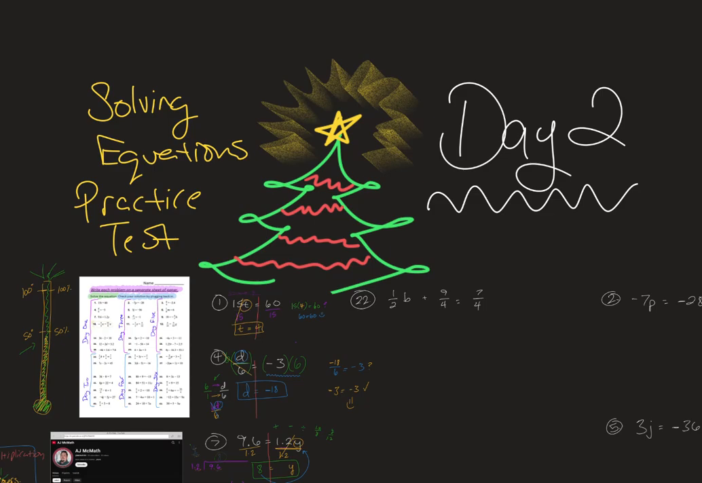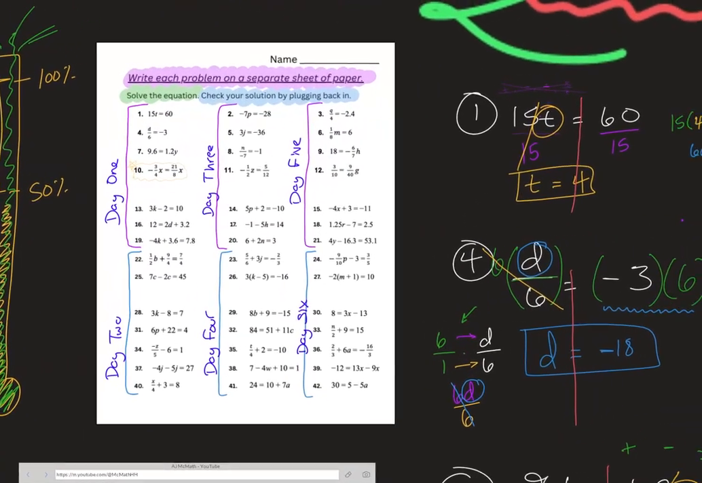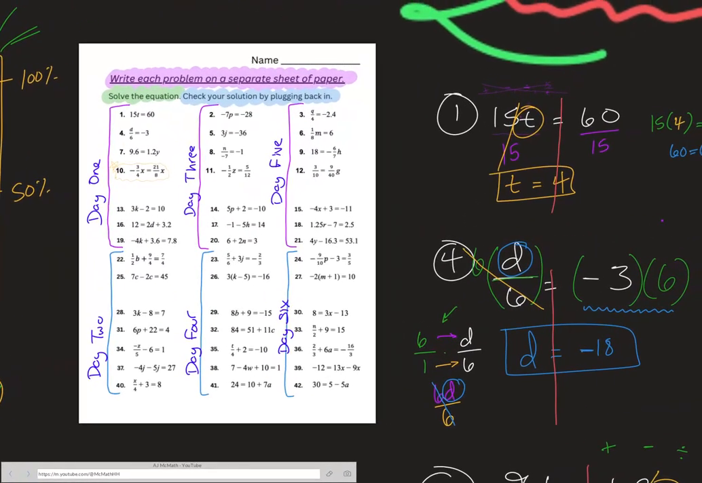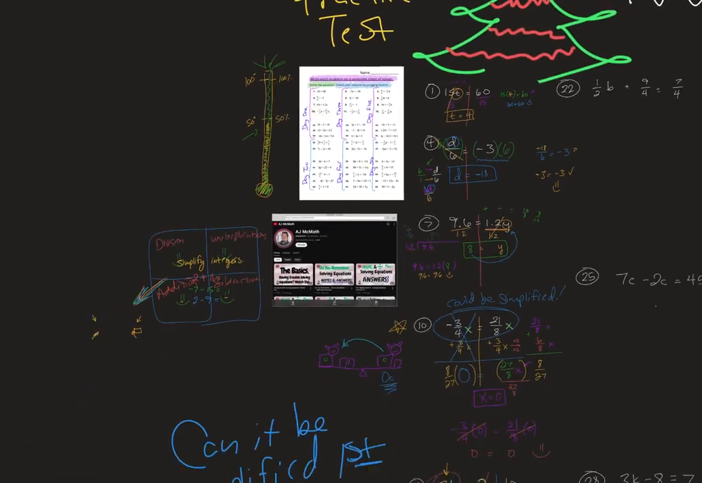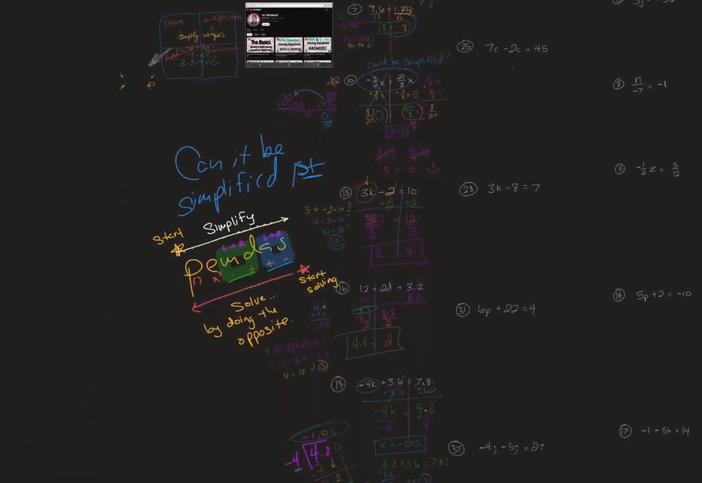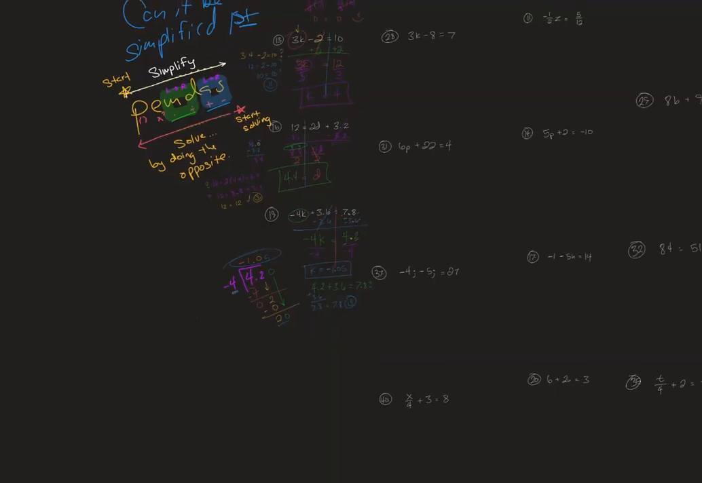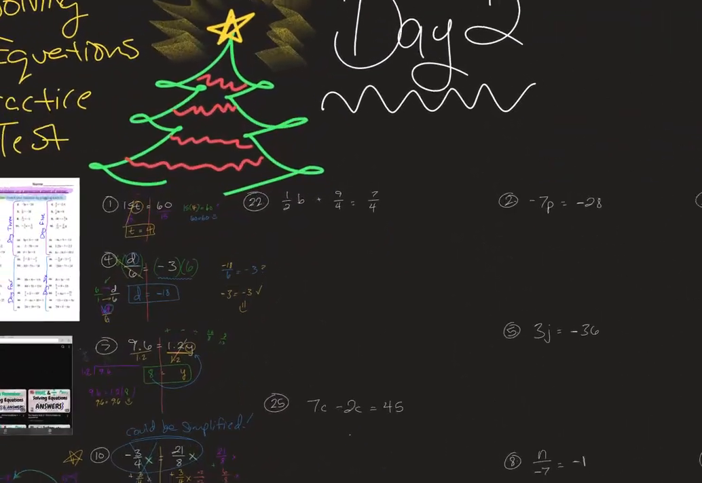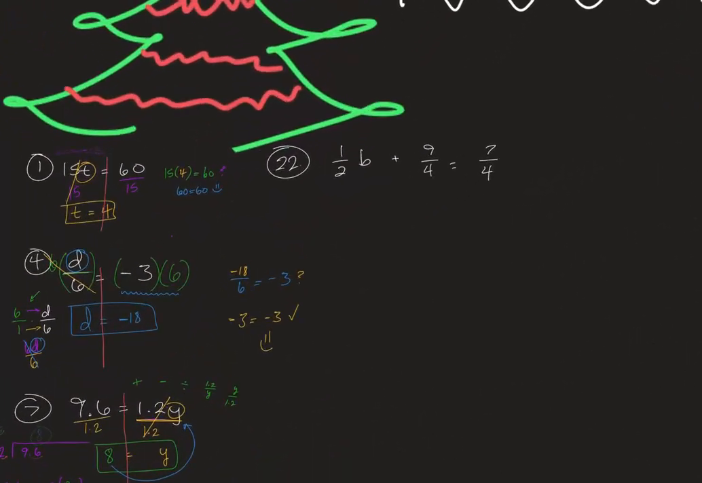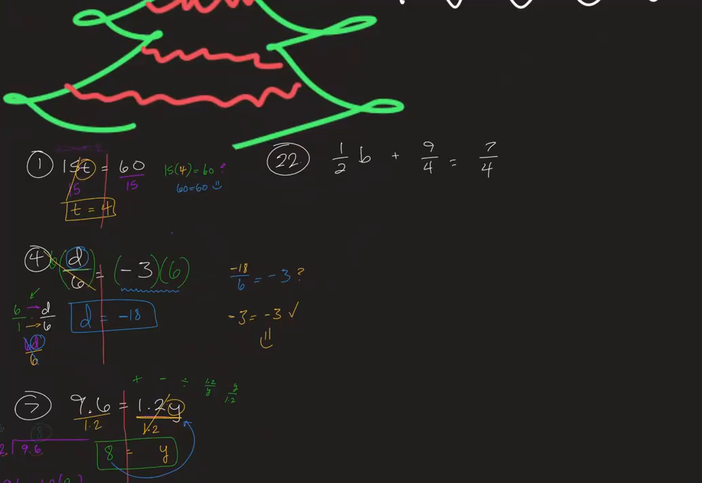Day 2 of the solving equations practice test. If you're wondering, well, there's a day 1, day 2. Last video, which was day 1, we did 1 through 19 like this, and now we're going to do 22 through 40 like this. If you missed that video, quite a bit of stuff was talked about, and I went through and in great detail discussed how to do this stuff. I'm going to erase this real quick and start on 22.